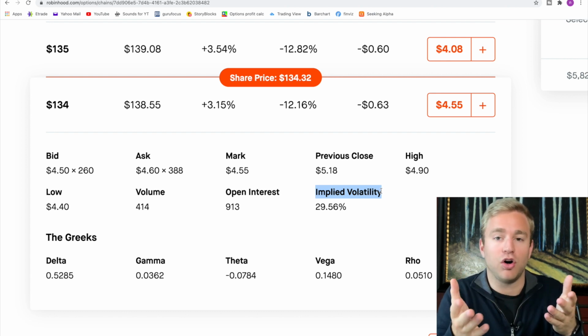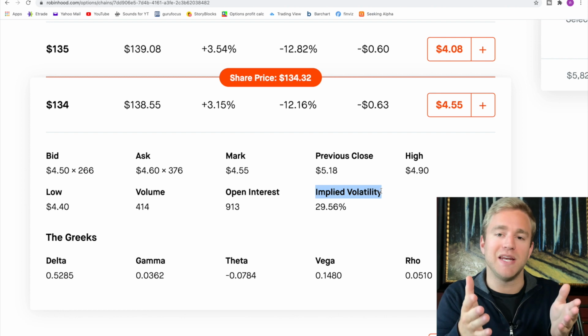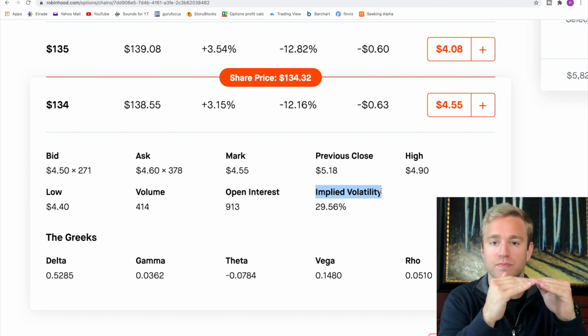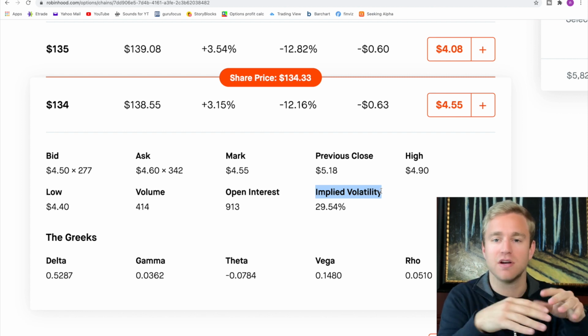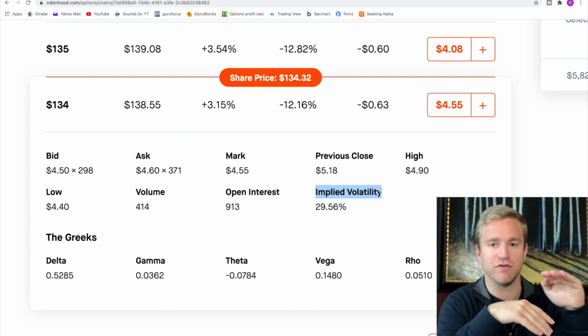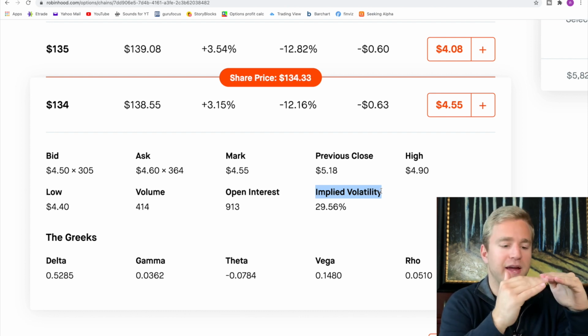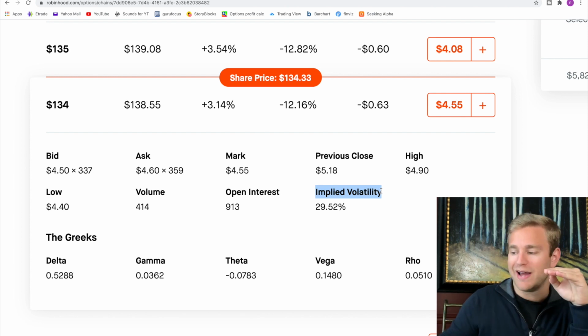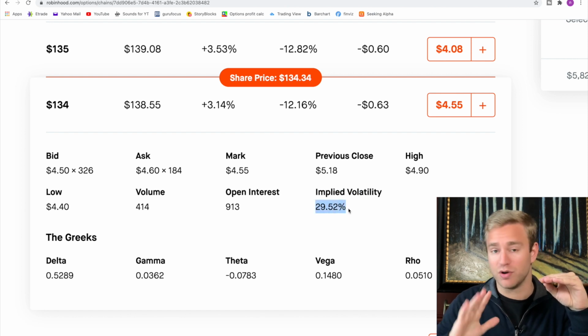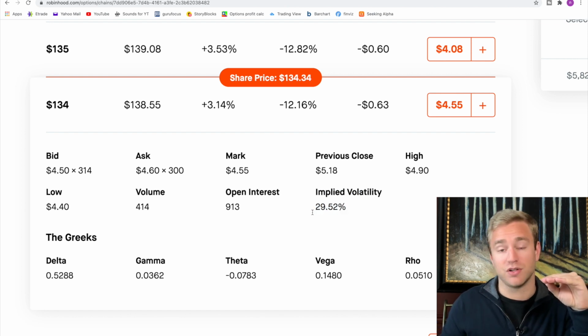Because of something called mean reversion, implied volatility with time tends to go to its average. So there's an average implied volatility for every stock. If you have an implied volatility with an average of, let's say, 40, and you're looking at buying an option, let's say that option has, well, right now, I don't know what the average for Apple is, but it says 29%. Let's say the average implied volatility for Apple is actually 40%. Well, right now, 30%, that's below its average.